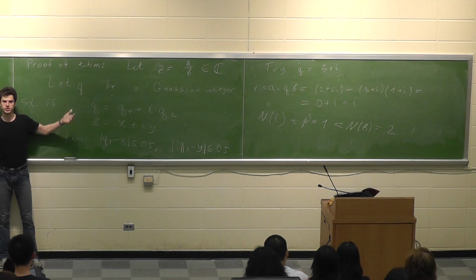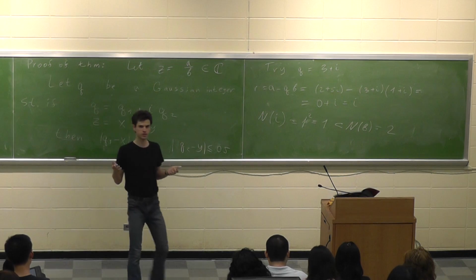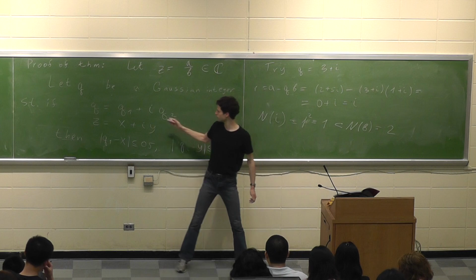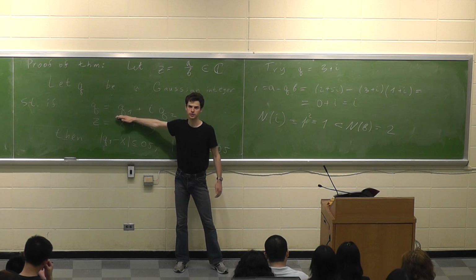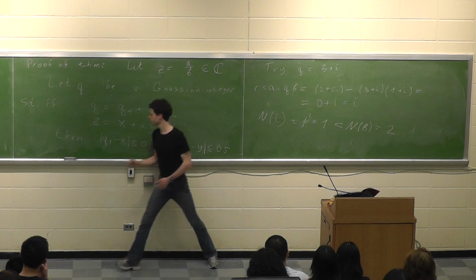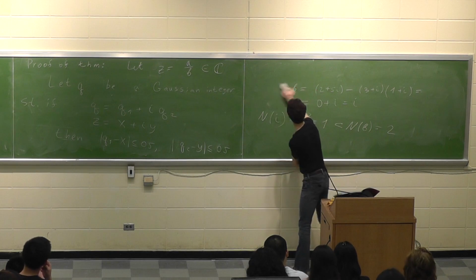So I can take the x coordinate and the y coordinate and take an integer which is close to each. I can always find an integer which approximates a given real number up to 0.5. In other words, well, maybe I'll try a picture.